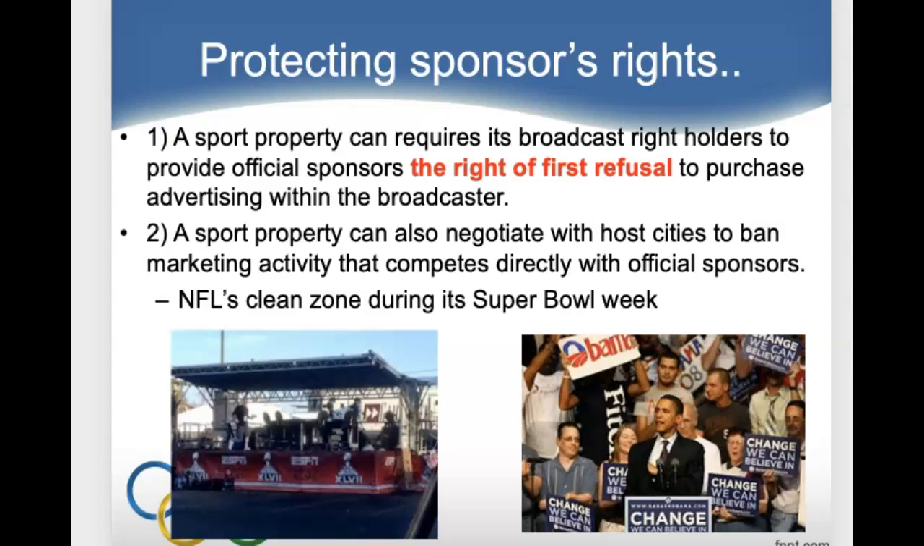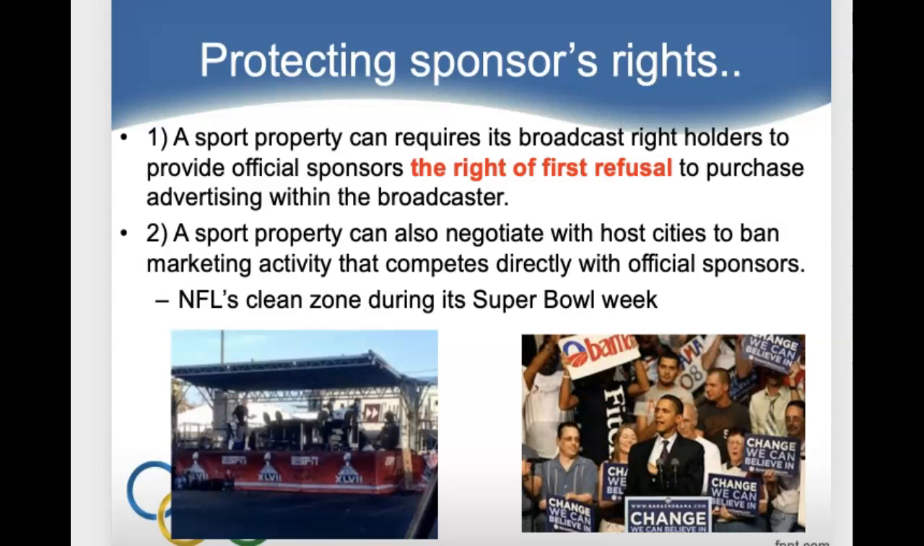For instance, Coca-Cola is the official sponsor. When Pepsi wants to broadcast their commercial during these major events, the broadcaster needs to ask Coca-Cola whether it's okay to sell this commercial time to Pepsi. If Coca-Cola says no, you can talk to Coca-Cola and say, if you don't allow Pepsi, can you buy this commercial slot during the events? So this is one strategy.